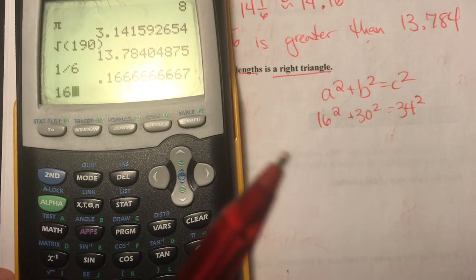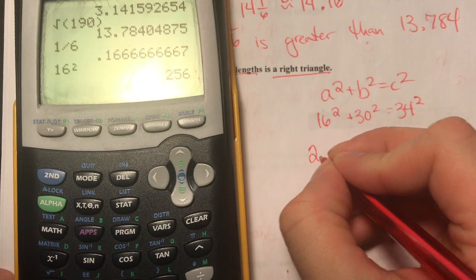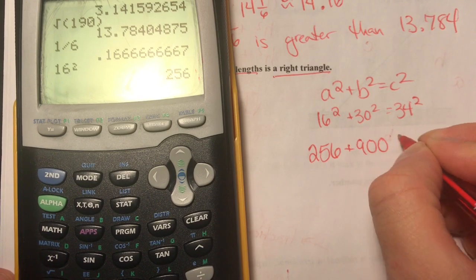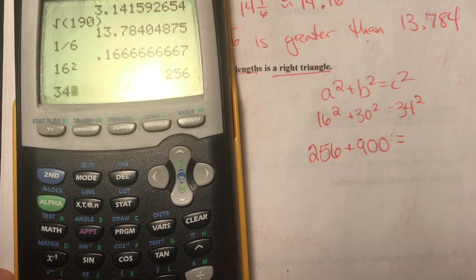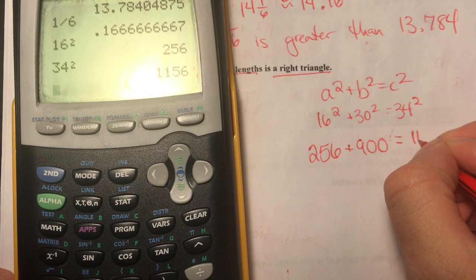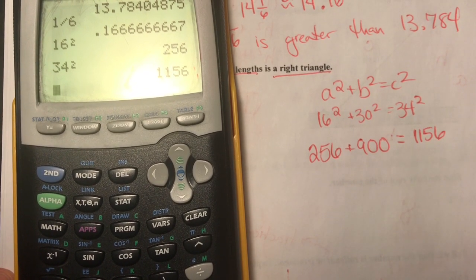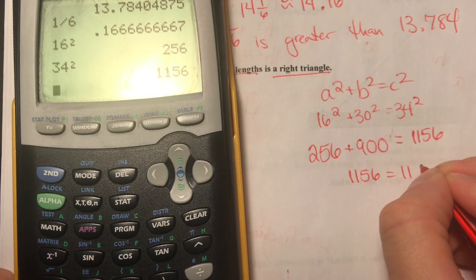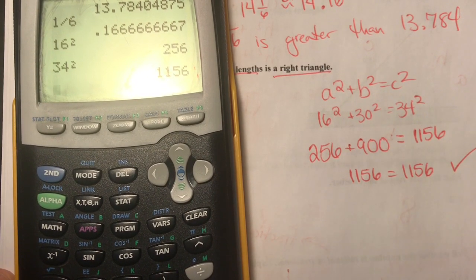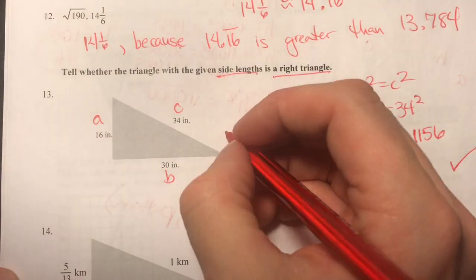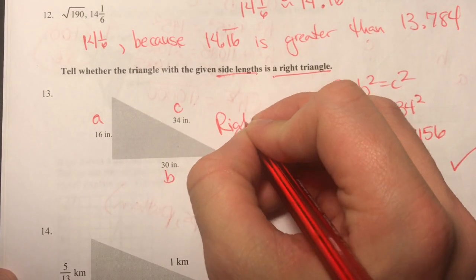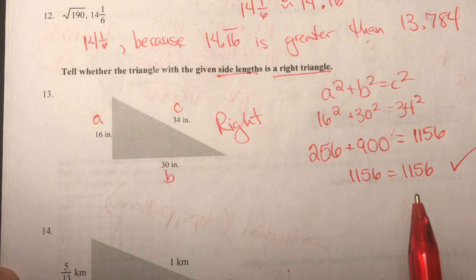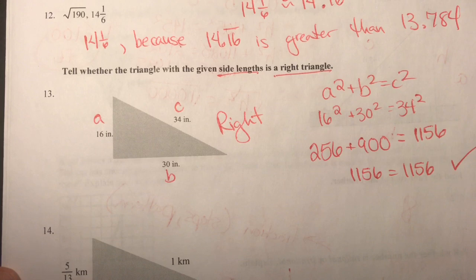16 squared, I feel like I should know that. Yeah, I should. 256. Plus 30 squared is 900. 34 squared is 1156. 256 plus 900 is 1156. And since 1156 equals 1156, we do have a right triangle. Okay, so that's what we're doing. If at any point we plug stuff in and these don't match, it's not a right triangle.